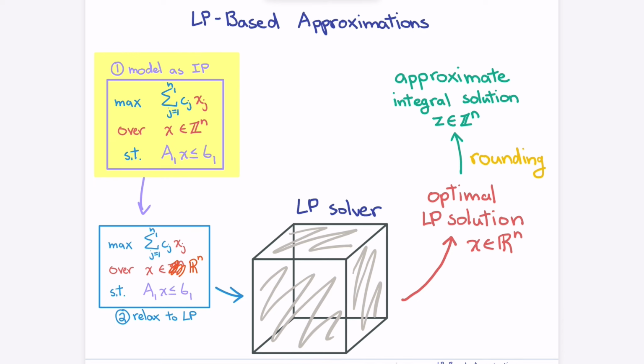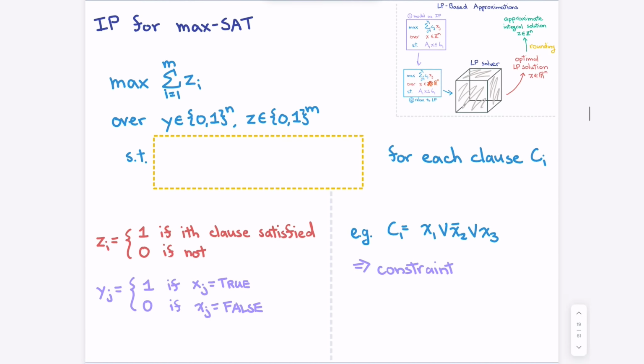We'll try to write down an LP, and then we'll try to round it and see if we can beat 1/2. Okay? So the first step is to try to take our max SAT problem and write an integer program for it. I've already set up 95% of it for you. Oh, I should have actually erased the objective, but that's okay. So here are my variables.